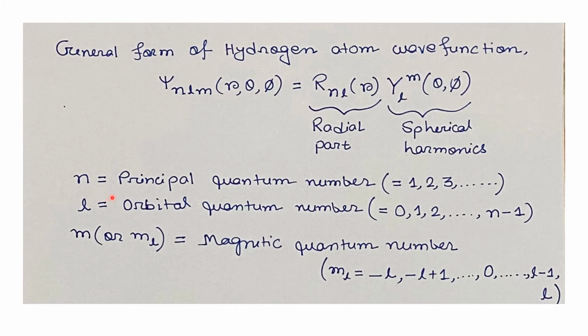Here n is the principal quantum number, which can take the values 1, 2, 3 and so on. The l is the orbital quantum number. Depending on the n value, it can take the values 0, 1, 2 up to n minus 1. And the m is the magnetic quantum number, which is represented as m l because its value depends on the l value, and the values it can take are m l equals minus l, minus l plus 1 and so on. It can take a maximum value up to l.